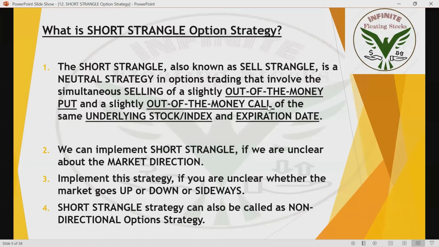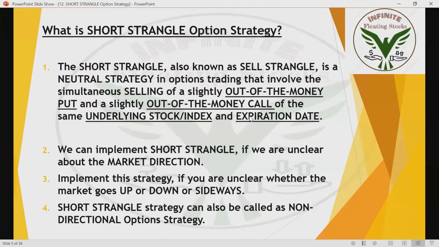You need to sell two things. One is an out of the money put option, and the other is an out of the money call option. If you sell an out of the money put option and an out of the money call option, that strategy is called the short triangle option strategy. You sell the slightly out of the money call and put of the same underlying asset and the same expiry date.